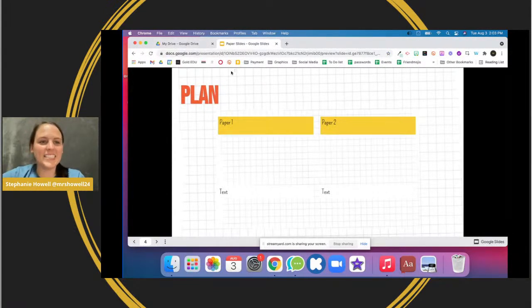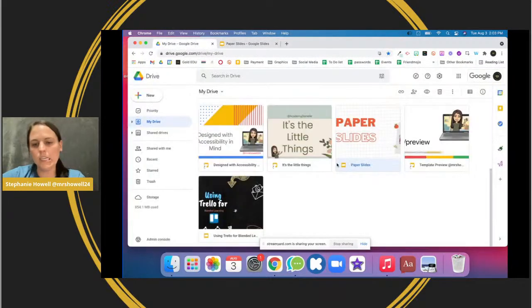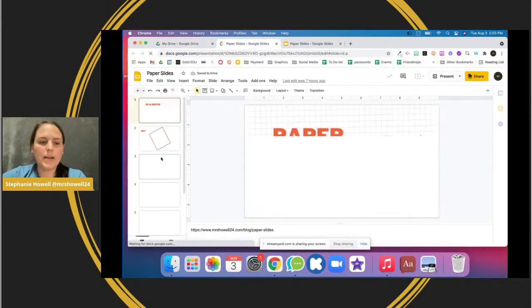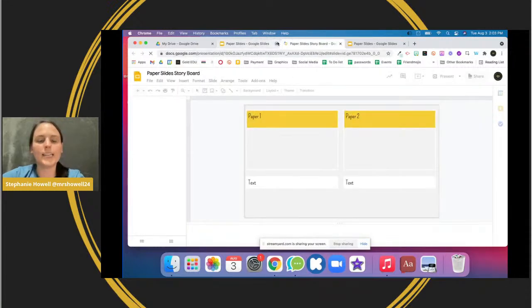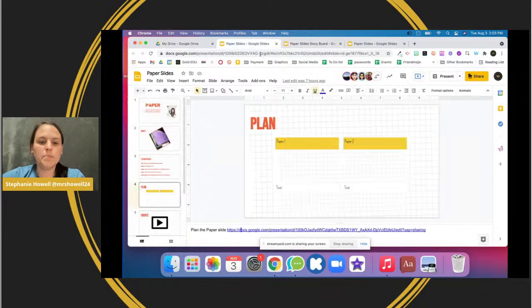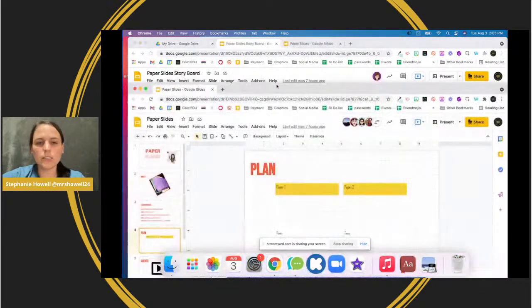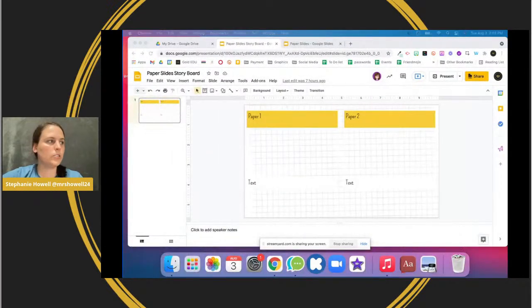So there's the slides. And on this slide, I believe I linked the planning sheet and I sent this out and I forgot to click the uncheck. It's on slide number 4. So slide number 4 has the storyboard.